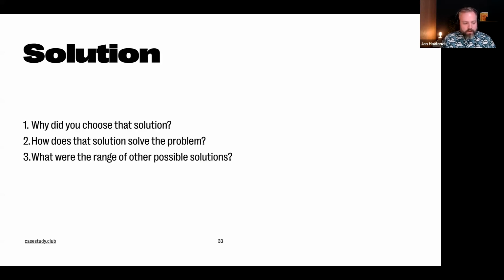And when you come to the solution, why did you choose that specific solution? How does that solution solve the problem? And what were the range of other possible solutions? So this is where you can go in depth. If you're a junior or mid-level, you can show the range of other possible solutions, and it's important that you dig into why you chose that specific solution over the others.